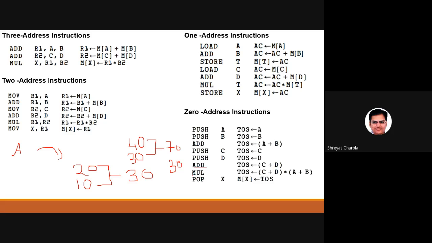Then after addition I'll apply multiplication. I'll multiply these two, and the answer I get will be in the last stack position, and I will pop it to the X location. So this will go to the X location. Is it clear, all this difference? The zero, three, two and one address.